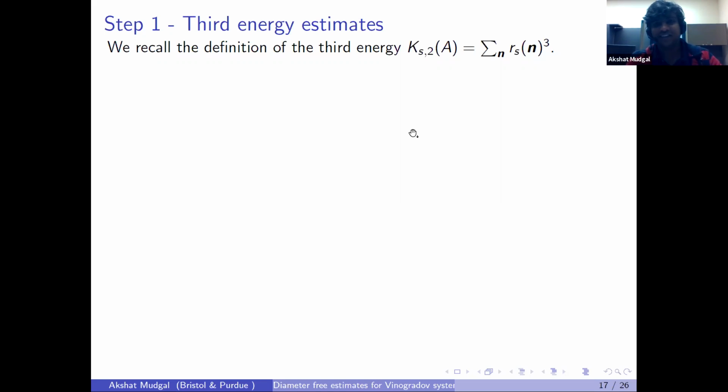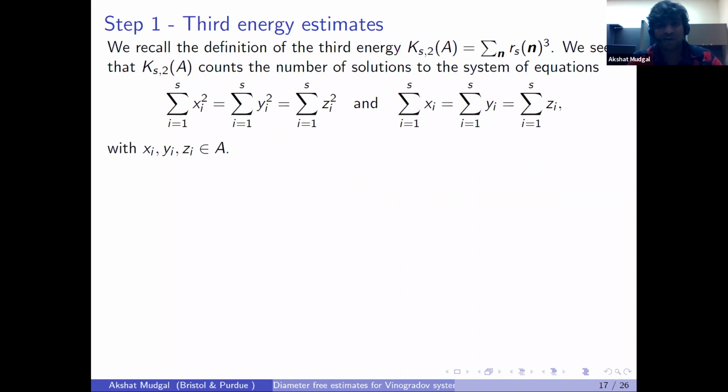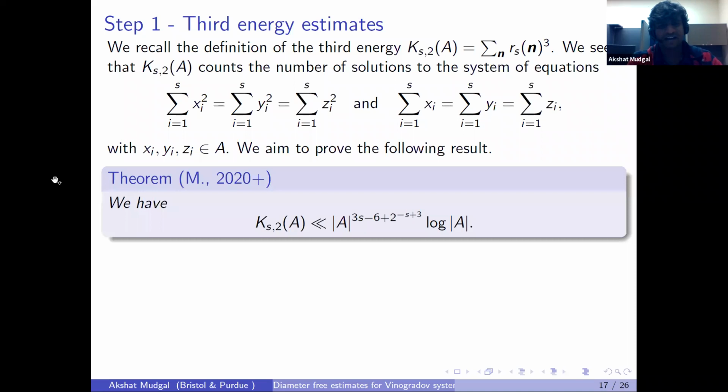So we see that the third energy is the third moment of the representation function. But as before, it also has a nice combinatorial interpretation. So the third energy really counts the number of solutions to this system of equations. And our goal for this section will be to prove that the third energy is bounded by a to the power 3s minus 6 plus some exponentially decaying factor and a log factor.